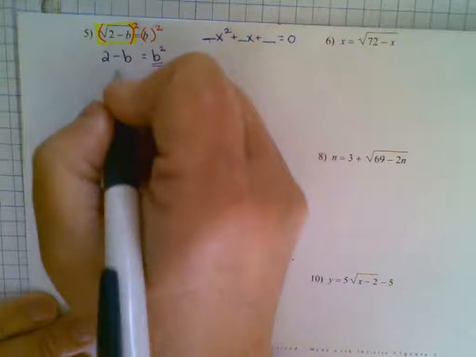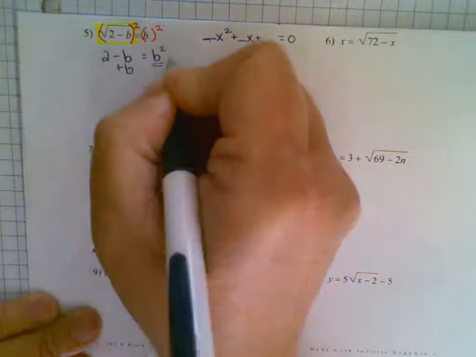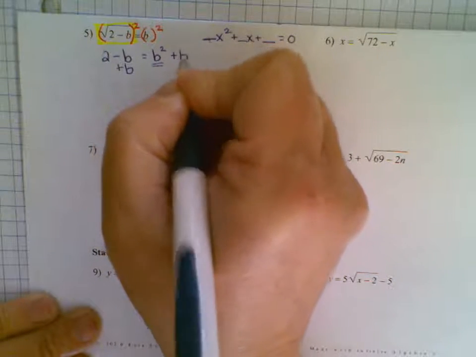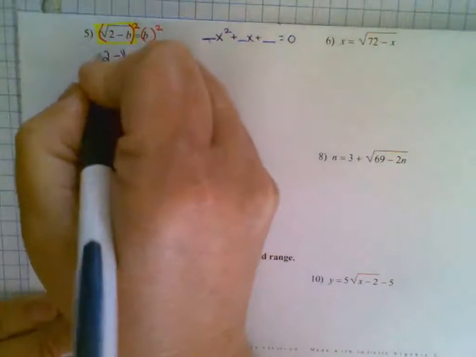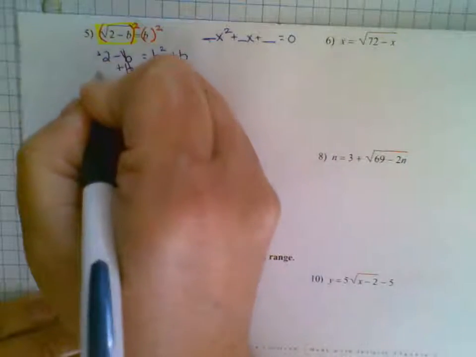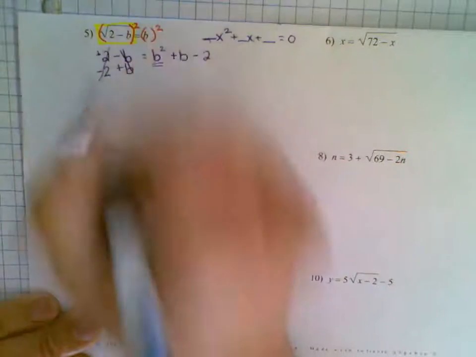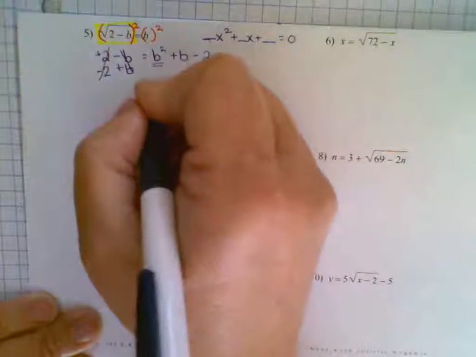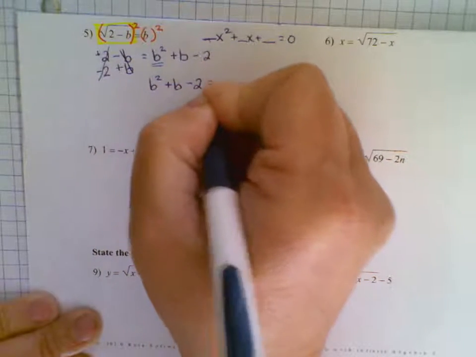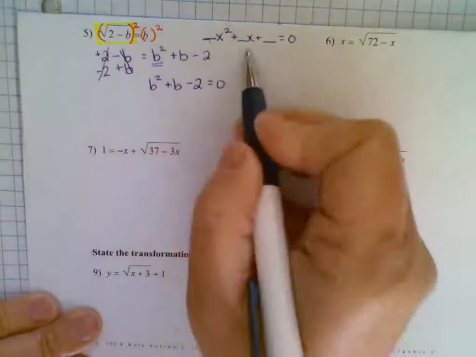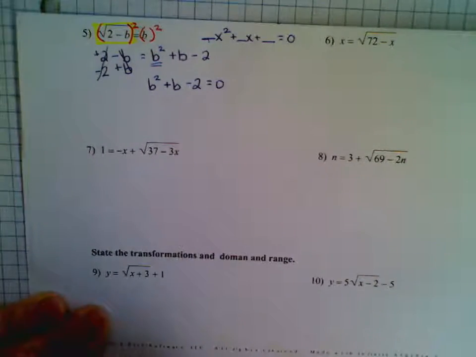All right, so I have a negative b. I want to add b to both sides, so that goes away. I have a positive 2, so I want to subtract 2 from both sides, so that goes away. So my quadratic now is b squared plus b minus 2 equals 0, which is set up in standard form. You could solve this by quadratic formula if you choose to.